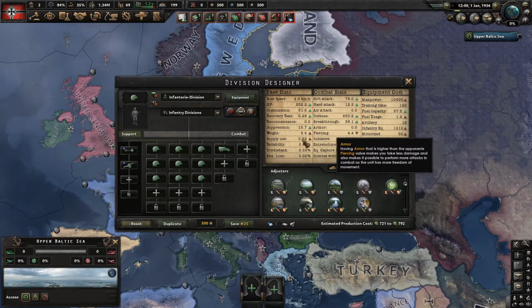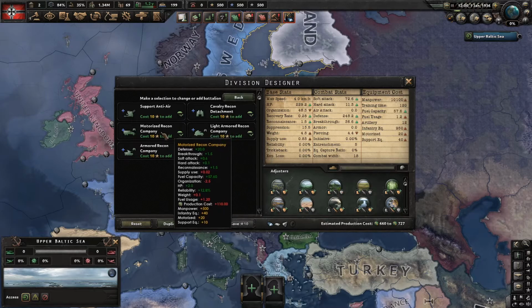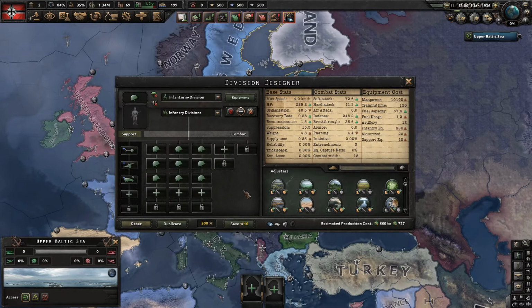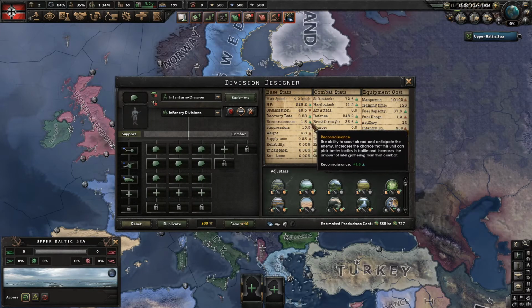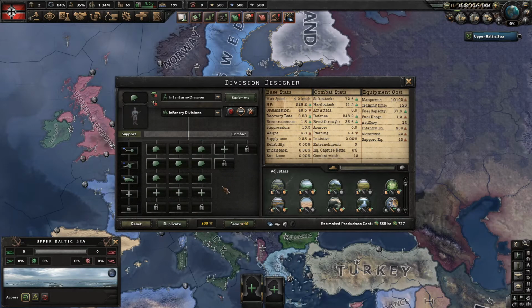So you can basically just see what a unit does. You can instantly remove it again and nothing happens. You will only pay for it when you hit the save button. So just don't hit the save button, but for instance add a recon division. Let's see what that does. We had no reconnaissance, now we have 1.5. So play around with that and get to know units. What will they do? How will they affect the division? And then compose your own division that you think will be strong for a certain task.